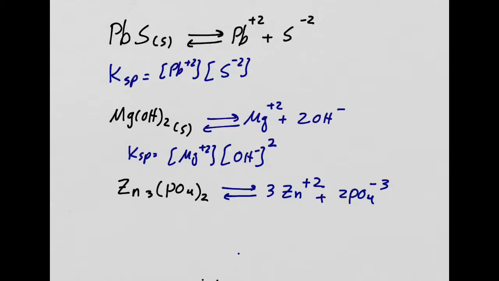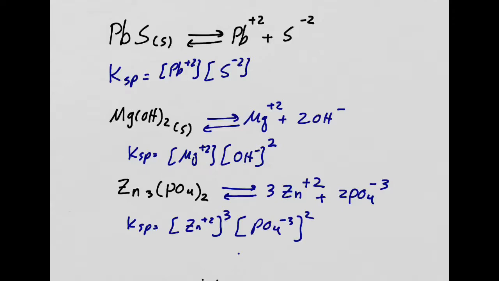All right, again, it's the equilibrium. Not all of them are going to break up because this is an insoluble solid, but some of it will break up. Now, the Ksp expression is going to be the zinc concentration to the power of 3 times the phosphate concentration to the power of 2.